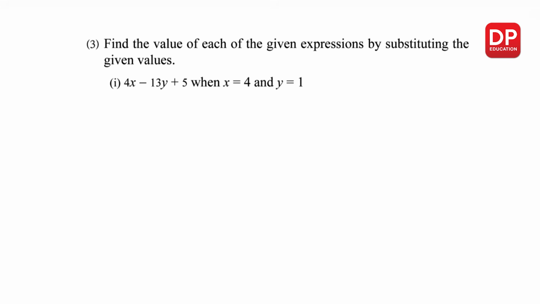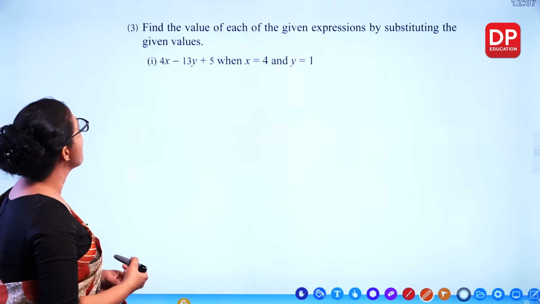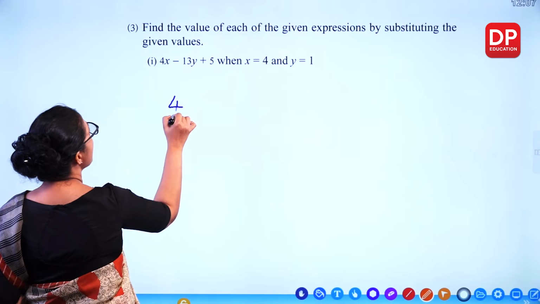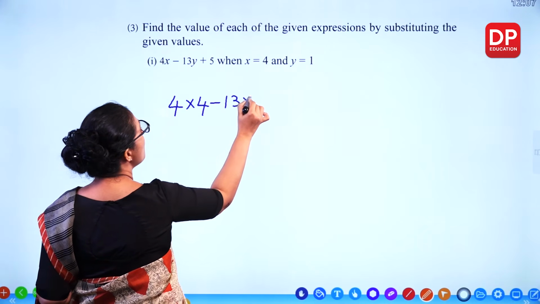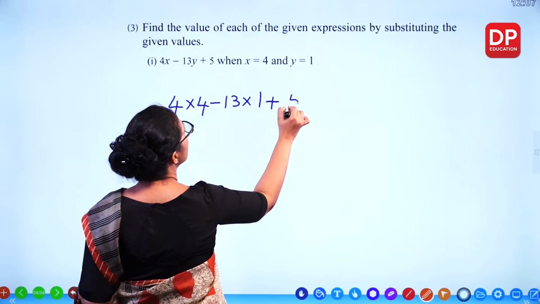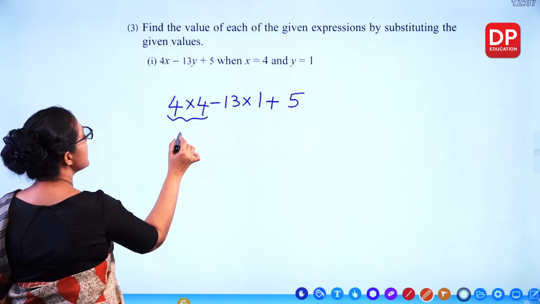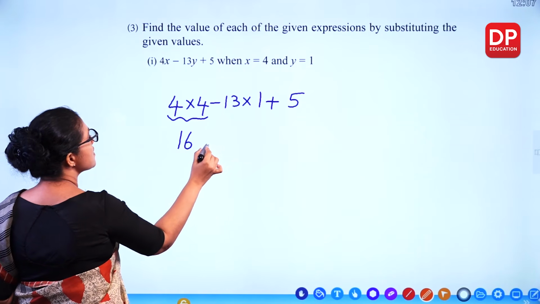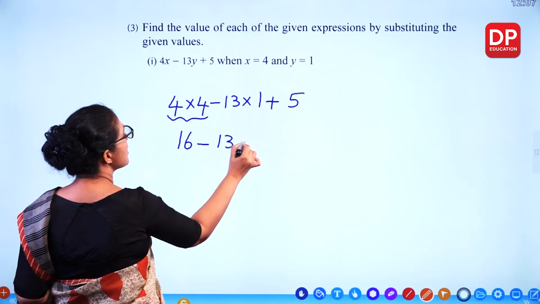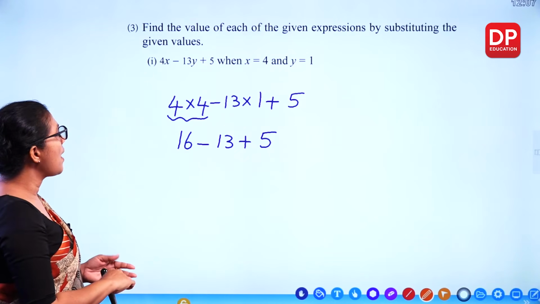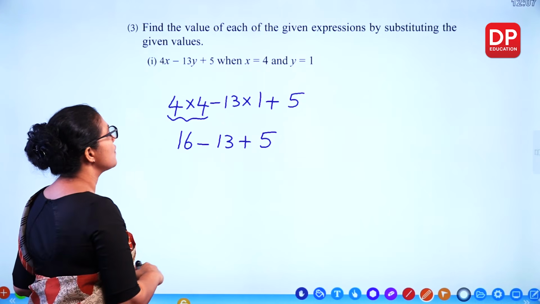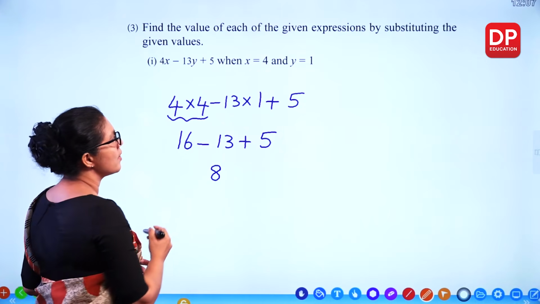Find the value of each of the given expressions by substituting the given values. 4x, x is 4. 13, y equals 1. Now we'll do multiplication. 4 times 4, 16. 13 times 1, 13. Now you can add and subtract from left. 16 minus 13, that's 3. 3 plus 5, you get 8.